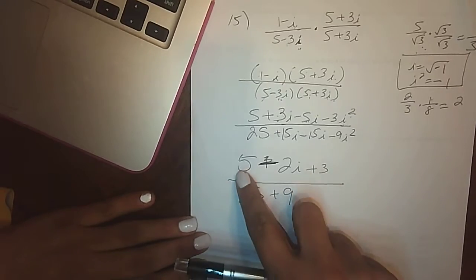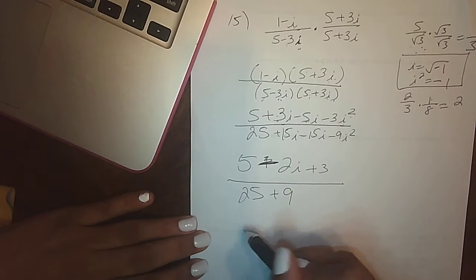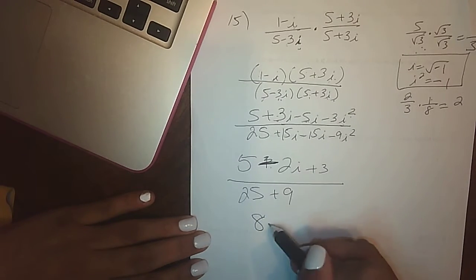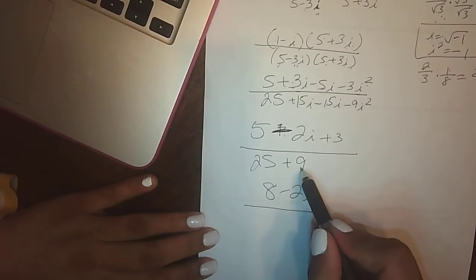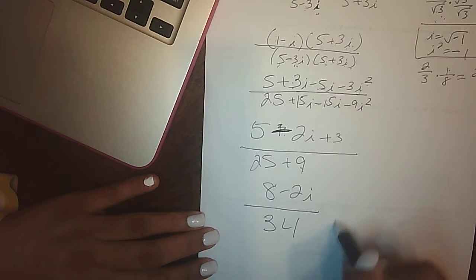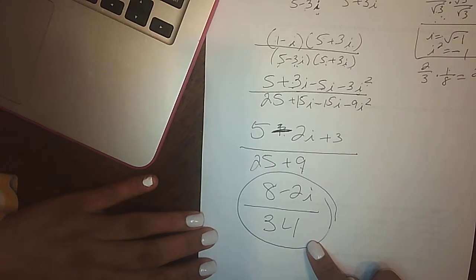All right, last step. Combine these two numbers, 5 and 3, give you an 8. The minus 2i stays. And then add the two numbers on the bottom, 34. And this is the final answer for 15.